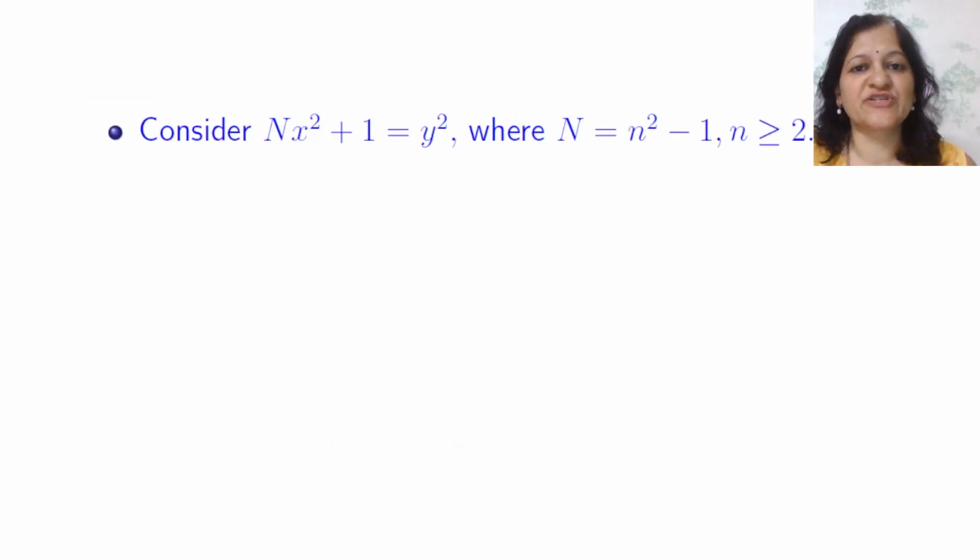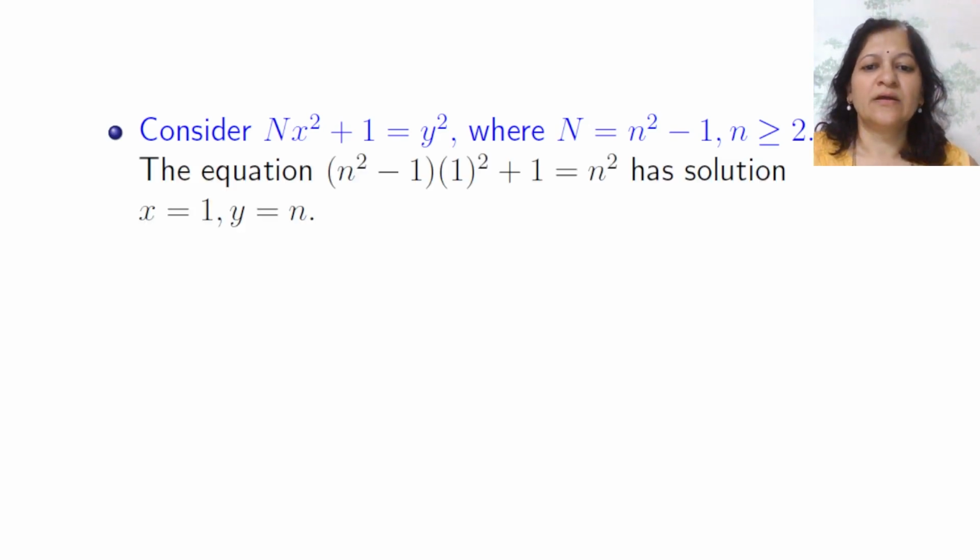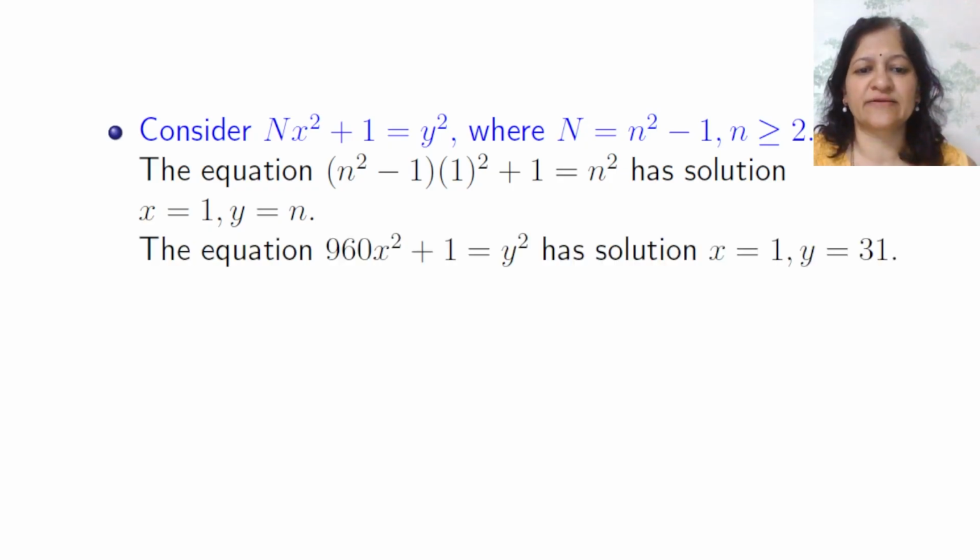Now these are some special cases. Consider Nx square plus 1 equal to y square, where capital N is in the form n square minus 1 for some n. Then this equation has solution x equal to 1, y equal to n. It is easy to see that.